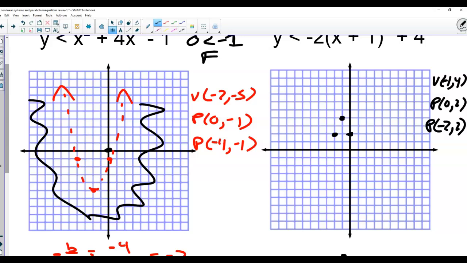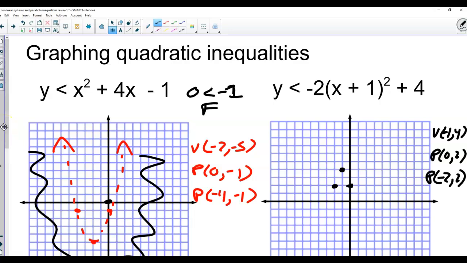Does 0, 0 give me a true statement? If I plug 0 in for y and 0 in for x, is 0 less than 2? Yup. It's a dotted line, and the 0, 0 is inside the parabola. The 0, 0 makes it true, so we shade on the inside.